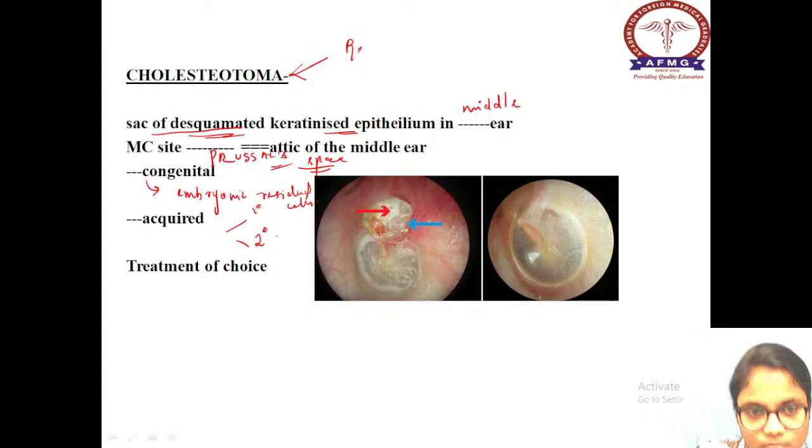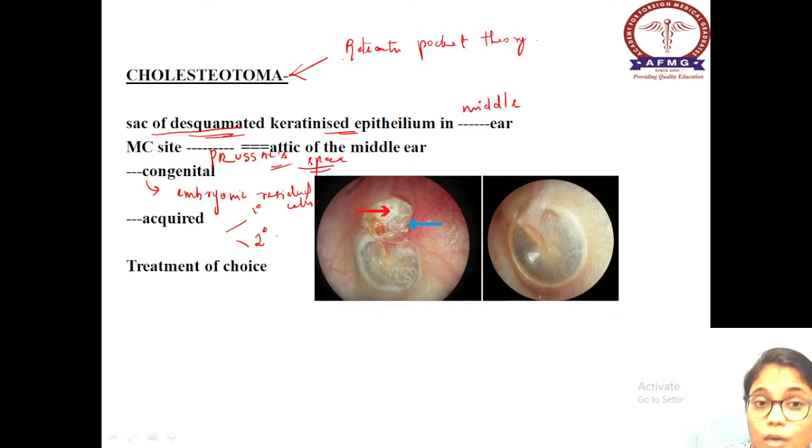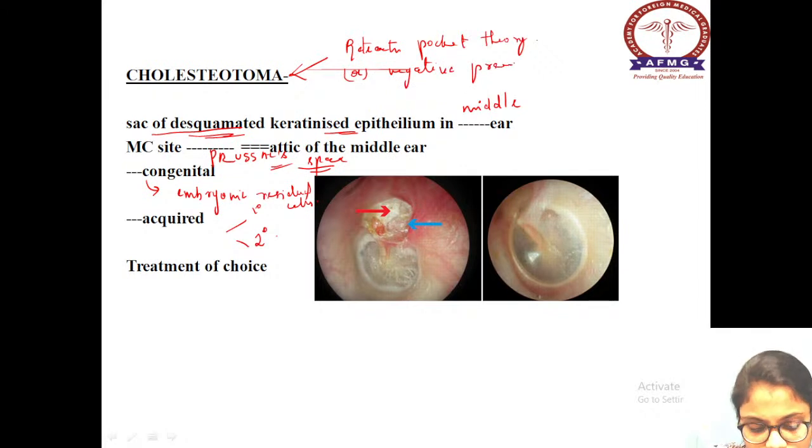Retraction pocket theory was there. Yes, right, Mr. Chandrakantan, you're also right that the answer is Prussak space. Retraction pocket theory is there. And one more name of this retraction pocket theory is, yes, negative pressure theory. Negative pressure theory. That is also important.